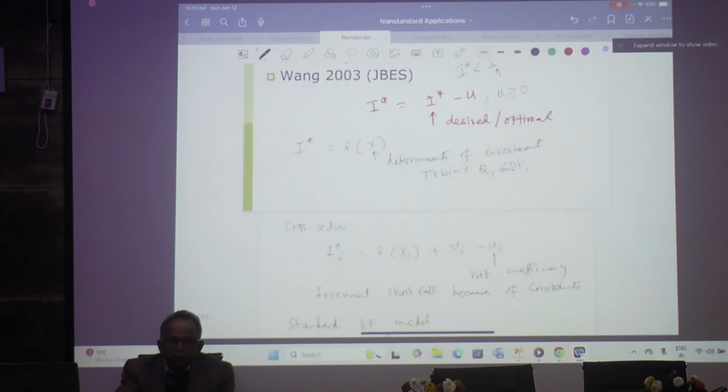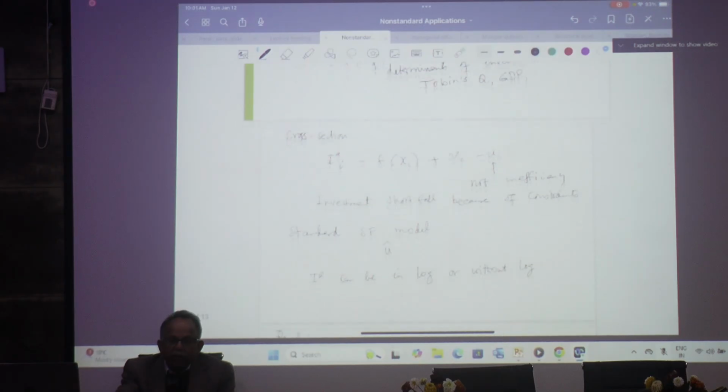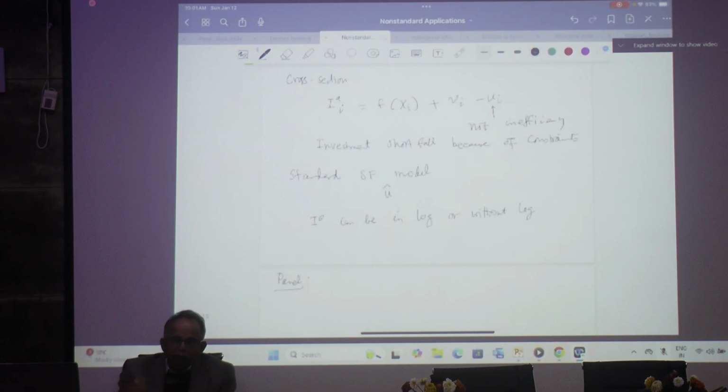Okay, so if you have cross-sectional data, that means data on individual companies at a particular point in time, you will just write I_i, with the subscript i for individual companies, and then this is the optimal investment function, and this is the noise term, and then this is the one-sided error. So should I call this inefficiency? Yes or no? No, because this is not a production function, this is not inefficiency the way we define input-oriented or output-oriented, right? But it's closely related to that concept.